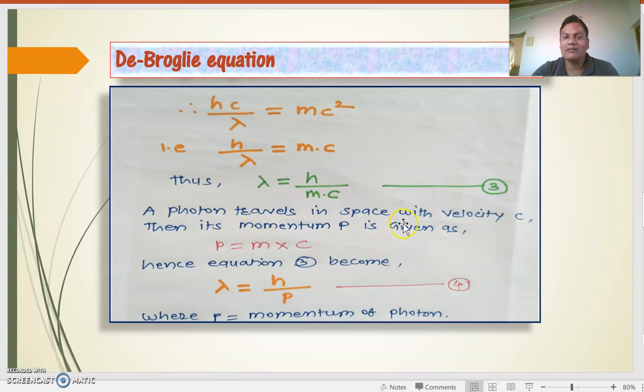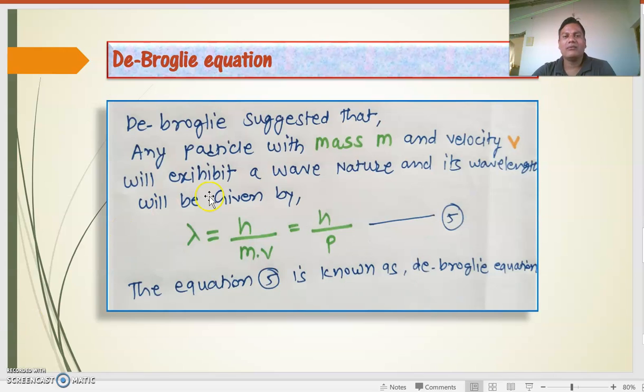A photon travels in space with velocity c, that is the velocity of light. Then its momentum p is given as p is equal to m into c. Hence the equation lambda is equal to h by p. That you can also write as m into v. So lambda is equal to h upon mv. De Broglie suggested that any particle which has a mass m and carries a velocity v always exhibits a wave nature, and its wavelength is given by lambda is equal to h upon mv or h by p. This equation is known as de Broglie's equation.